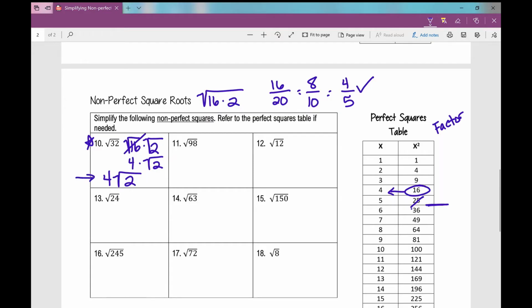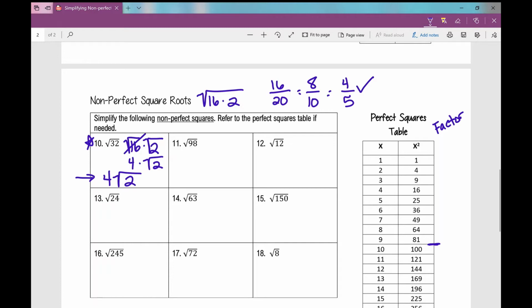Okay, so let's do the square root of 98. So I'm going to erase this off of my perfect squares table. And I'm going to go to where 98 is. It's not letting me erase that. There we go. 98 is on my perfect squares table. So here's right here. Those are the two perfect squares that 98 falls between. So I'm going to find the biggest perfect square that goes into 98.